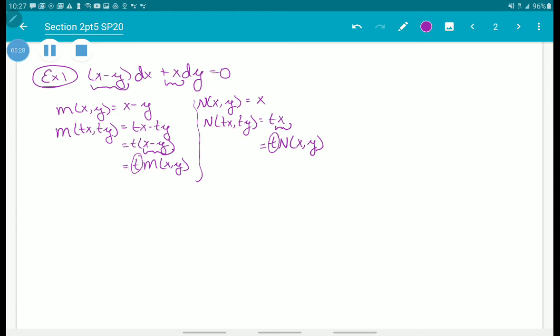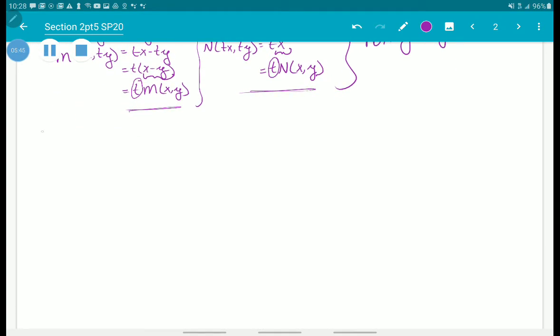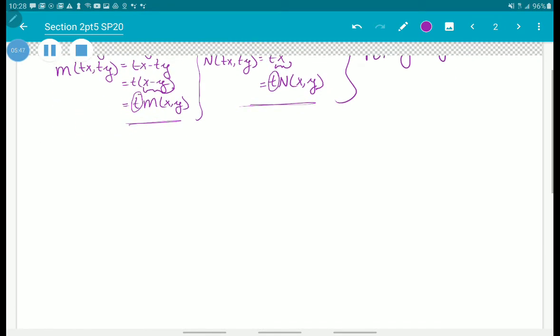Notice in both cases we were able to pull out a t to the first power. You have to be able to pull out a t to the same power for both the m and the n. So this is homogeneous, degree 1. So to solve this, we're going to use a substitution.